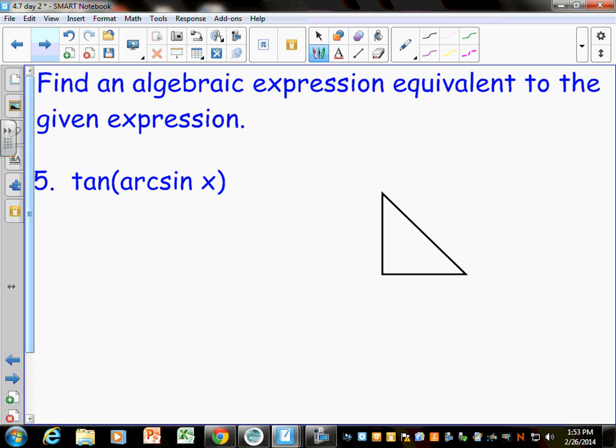So again, work with the inside first. Kind of forget about the tangent for a minute. This is what we did yesterday. Do you agree that in your head, when you see arc sine of x, you should be thinking that's like saying the sine of some angle? Is it okay if I say the sine of some angle theta equals x? That's what this means. That's the definition of arc sine.